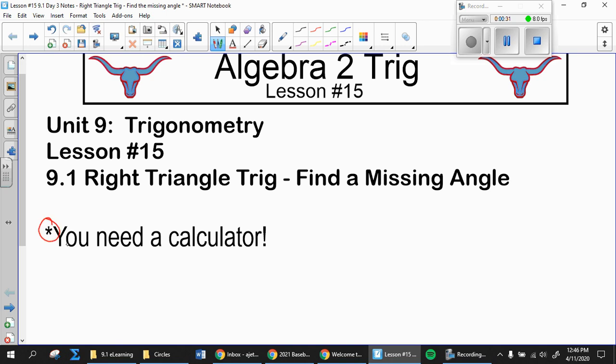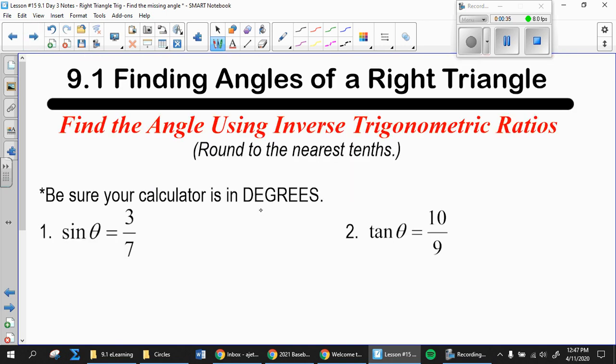So again, you are going to need your calculator today. And just like before, make sure that your calculator is in degree mode. We are eventually going to look at something called radians. For now, we're working in degrees. So make sure that your calculator is in degree mode.